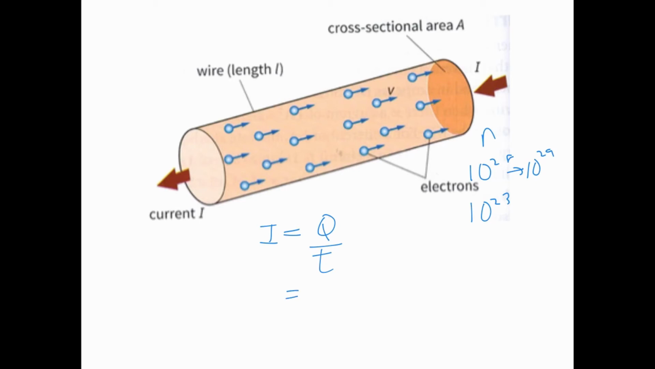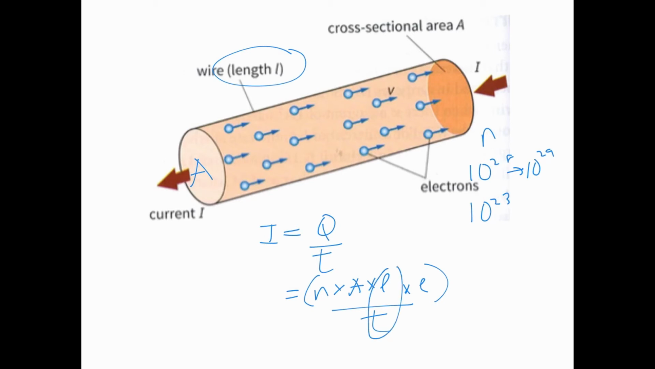So the total charge here will therefore be the number density, which is the number of electrons per unit volume, times the volume, right? So let's say this area is A, and the length here is L, so the volume is A times L, correct? So if the number density times the volume gives you the number of electrons, then you times the charge of the electron, which is e, then you get your total charge. Then you divide by time.